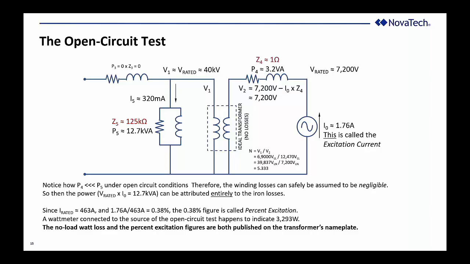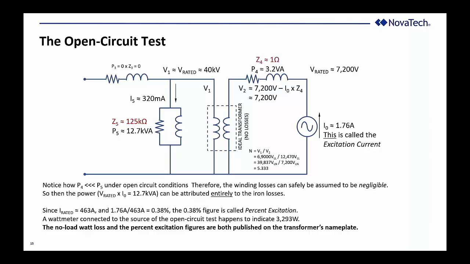The significance is that the amount of power drawn through the iron losses is so much greater than the amount of power lost in the windings that under these open circuit conditions, you can ignore the winding contribution, the series component. You can ignore the series component as round-off error compared to the contribution of the iron losses.